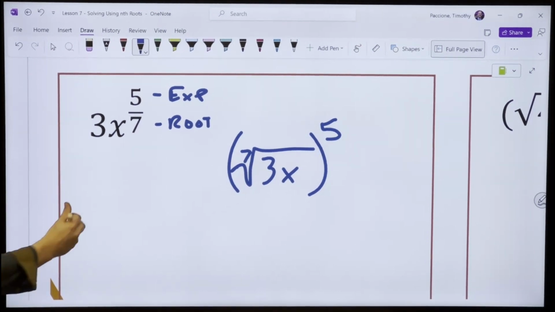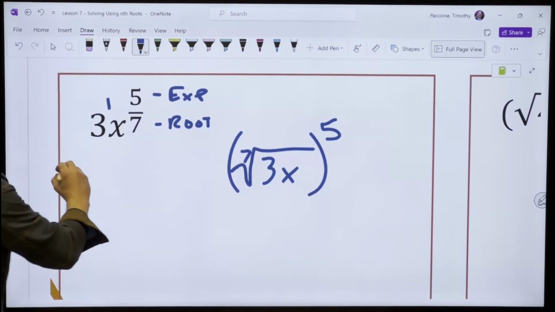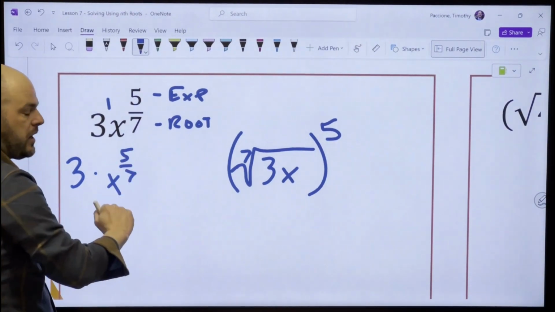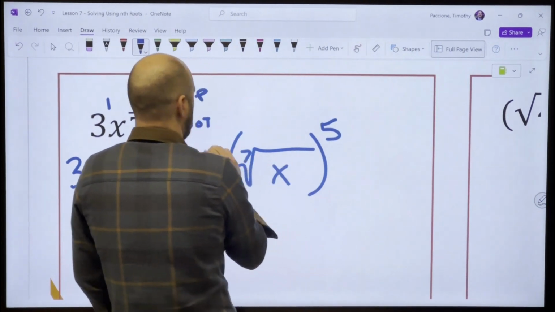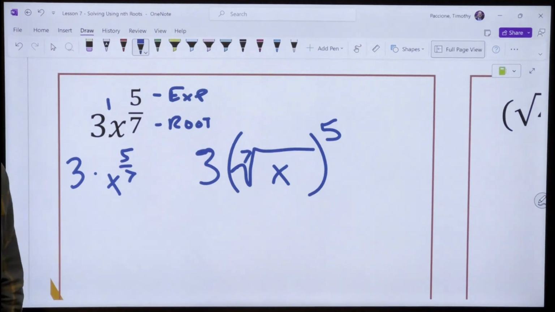Very good. This is being raised to the 1. There's nothing happening to the 3 that would cause it to get rooted, right? It's like you have 3 times x to the 5/7. So this 3 doesn't go in here. It goes right out there. It stays 3. Just be careful with that.